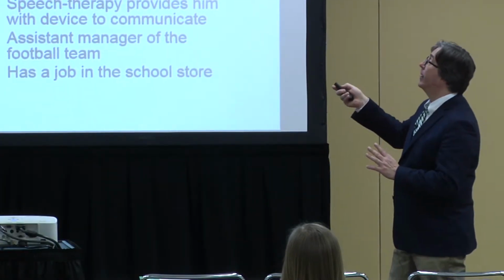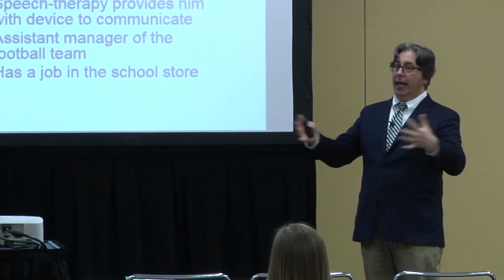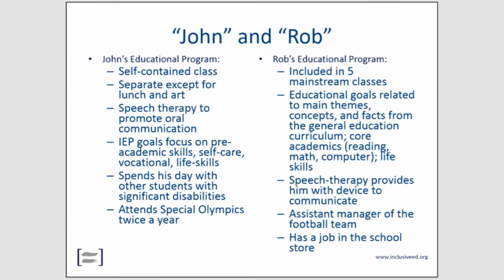Rob's educational program, he's included in five mainstream classes, five general ed classes. His educational goals are related to the main themes, the main learning objectives within those classes based on the general education curriculum and skills in reading and math and computer. He also is working on some basic life skills within typical routines, like it takes him a little while to put his coat on and off, and they work on that, like when he's going outside or when he's coming in for the day, as an example.